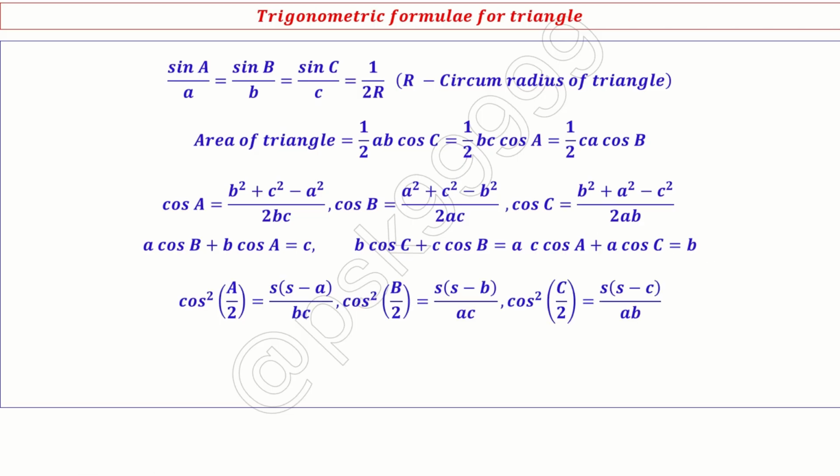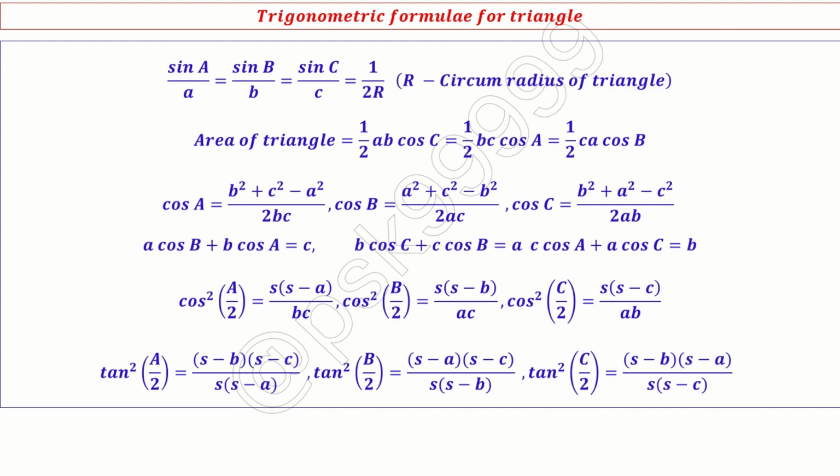Now next is half angle rules. Cos square A by 2. I just put cos square; if you want cos A by 2, it is the square root. Cos square A by 2 equal to S into S minus a by bc. Because the angle is A, we get S into S minus a divided by bc. Similar to this, cos square B by 2 and cos square C by 2 you can see similarly.